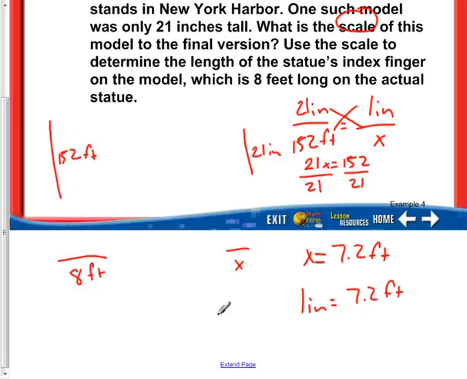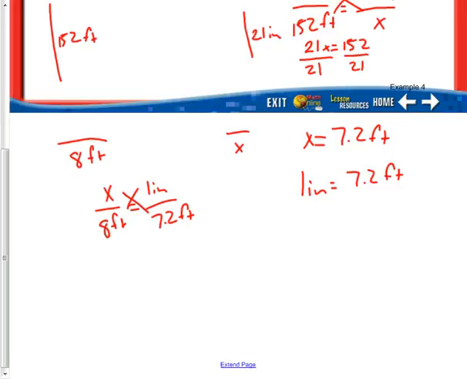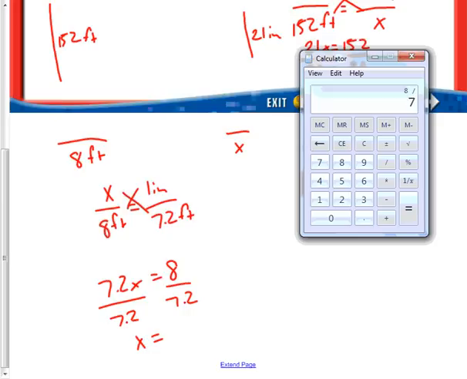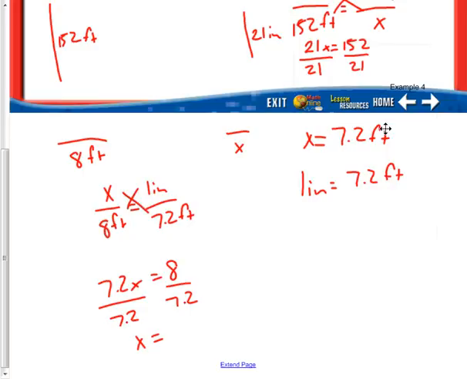Since this is already down to 1, I'm going to go ahead and use it. So I'm looking for x inches over 8 feet, and I know that 1 inch is 7.2 feet. When you cross multiply, we're going to get 7.2x equals 8, and divide by 7.2. So x equals 8 divided by 7.2, so about 1.1 inches.